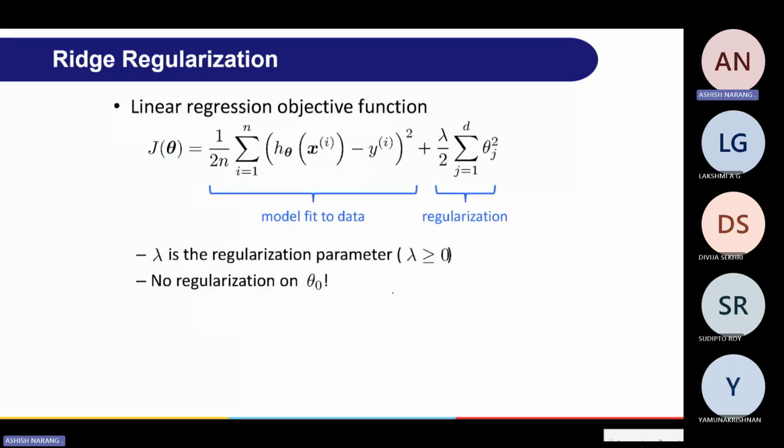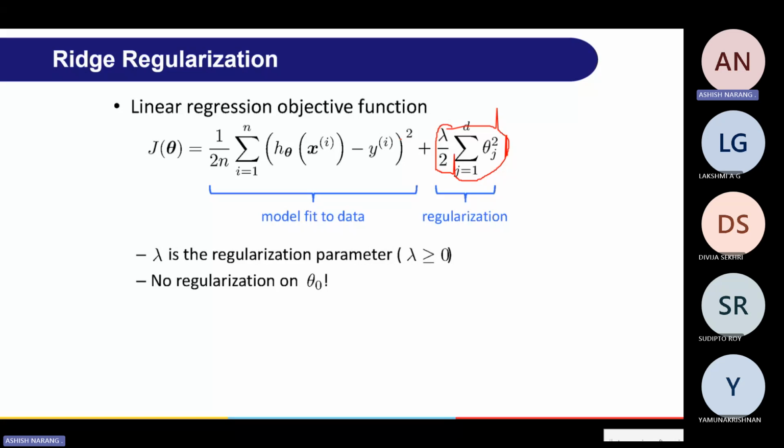Look at it, my cost function will not remain the same now. I am also adding lambda by 2 theta j square. Now I want to minimize this. What is lambda now, right? This is the equation of basically a ridge regression. Lambda is the regularization strength, the parameter. No regularization is put on theta 0, right? So we are trying to punish the large weights.